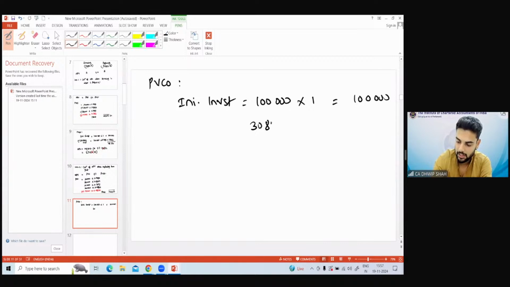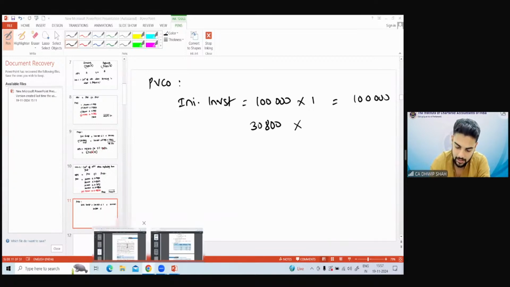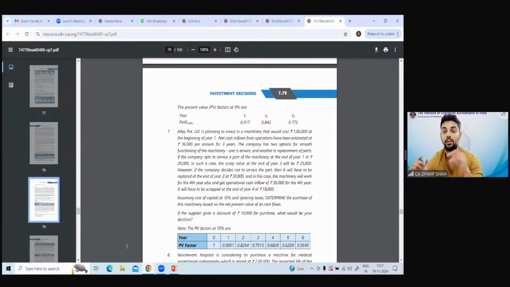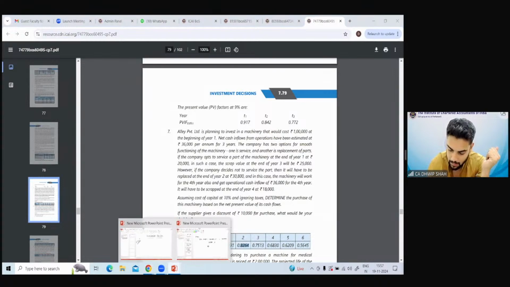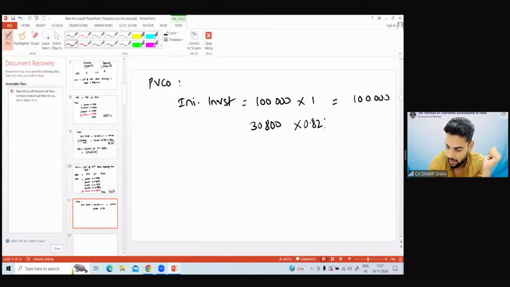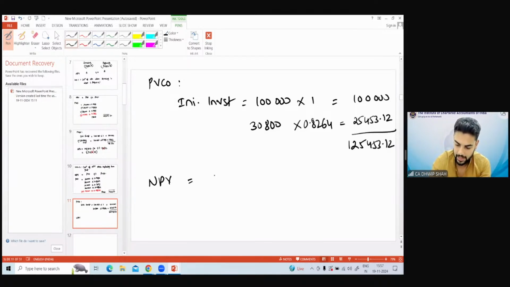Replacement of parts will cost 30,800, but this replacement has to be done at the end of year 2. So take the discounting rate of year 2 and not year 1, 0.8264. This is another area where students are seen making errors. They take the discounting factor of year 1 instead of 2. So that gives 25,453.12. So my total PVCO is 125,453.12.